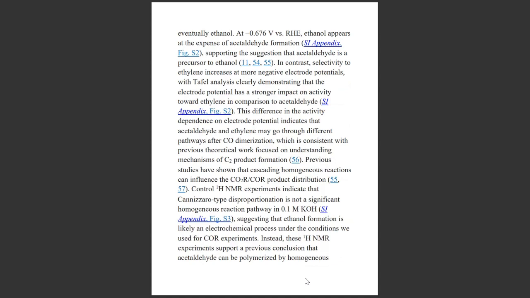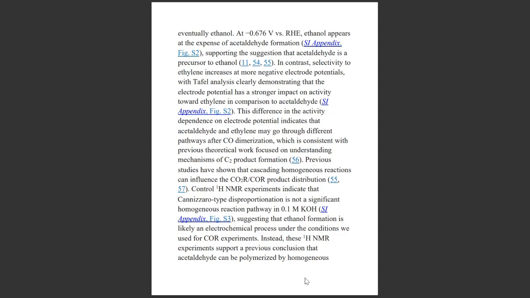Then we talk about the difference. The difference in the activity depending upon electrode potential indicates that acetaldehyde and ethylene may go through different pathways after CO dimerization, which is consistent with previous theoretical work focused on understanding the mechanism of C2 product formation. Previous studies have shown that cascading homogeneous reactions can influence CO2R or COR product distribution. Control NMR experiments indicate that Cannizzaro-type disproportionation is not a significant homogeneous reaction pathway in 0.1 molar KOH, testing acetaldehyde transformation directly under the electrochemical conditions we use for the COR experiments.